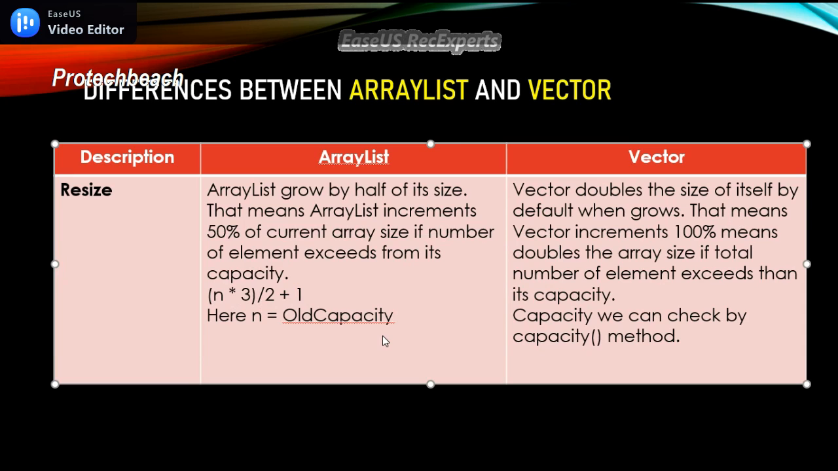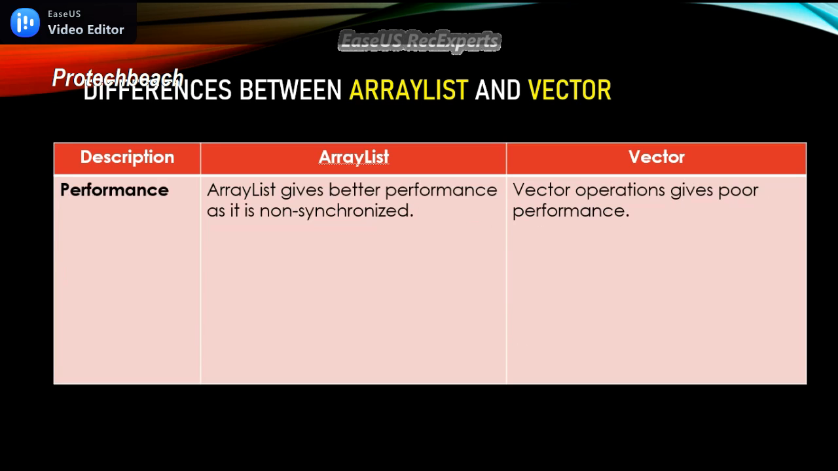Once the size exceeds 10, the Vector will increase its size by 100%, so the new capacity will be 20. After that the new capacity will be 40. It is like that. Okay, so the next difference will be regarding performance.